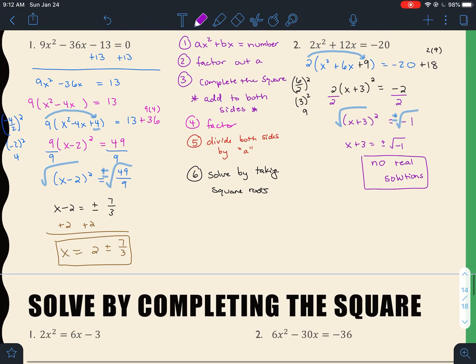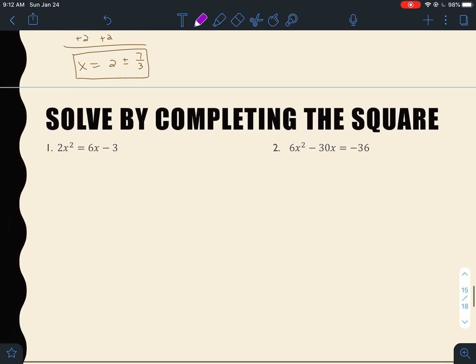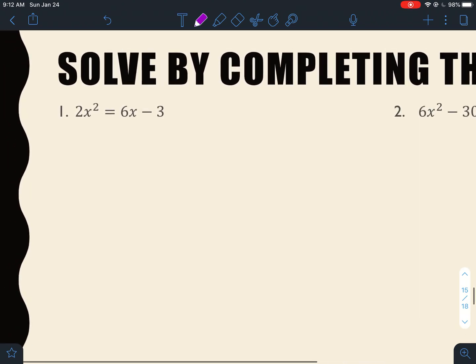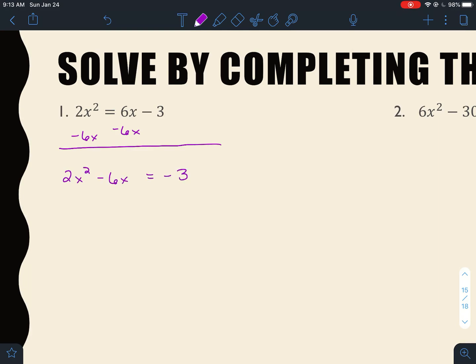All right, let's look at some more examples. We have 2x squared equals 6x minus 3. So we need the x squared and the bx together. In order to get that to happen, I'm going to subtract 6x from both sides, and I'll have 2x squared minus 6x equals negative 3.